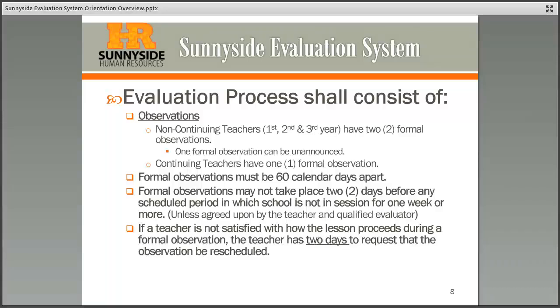Formal observations may not take place 2 days before any scheduled period in which school is not in session for 1 week or more, unless agreed upon by the teacher and qualified evaluator. If a teacher is not satisfied with how the lesson proceeded during a formal observation, the teacher has 2 days to request that the observation be rescheduled.